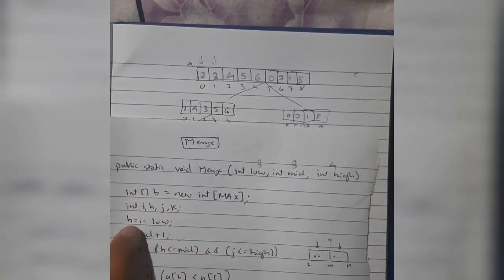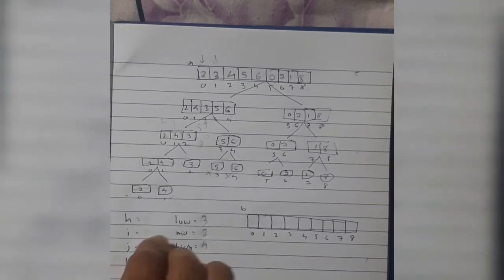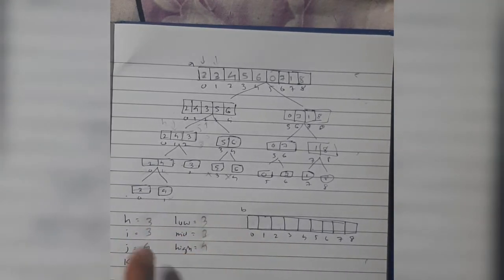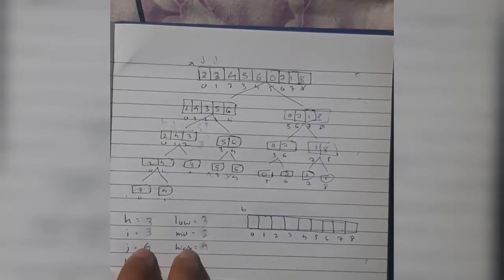Then we'll have the new elements h, i, j and k. H and i will be low, j will be mid plus 1. So let's make the changes. H and i will be low, which is 3, and j will be mid plus 1, which is 4. Okay, with these elements we'll be comparing. H is less than or equal to mid, yes. J is less than or equal to high, yes.